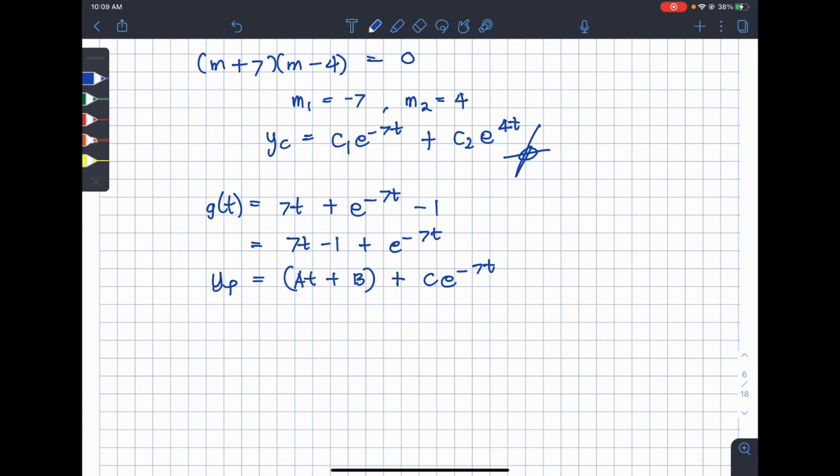But what is the problem with our trial particular solution? There is a term of the particular solution, this one, that is present in the complementary solution. So they are the same: C e raised to negative 7t and C1 e raised to negative 7t. If that is the case, this falls under case 2.